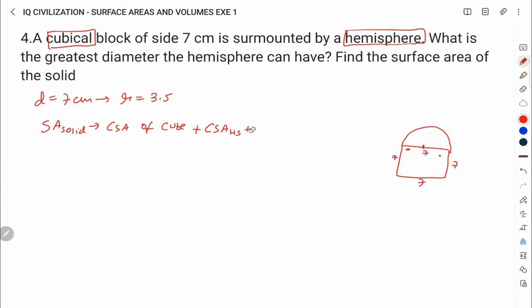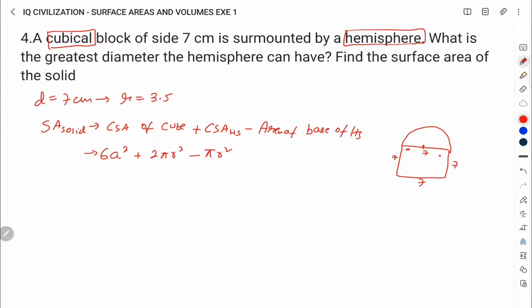Base of the hemisphere. This side is there. Base side of the hemisphere. So I have to remove that. Minus area of the base of the hemisphere. So CSA of a hemisphere, this is 2 pi r square. This one is 6a square plus 2 pi r square minus pi r square.